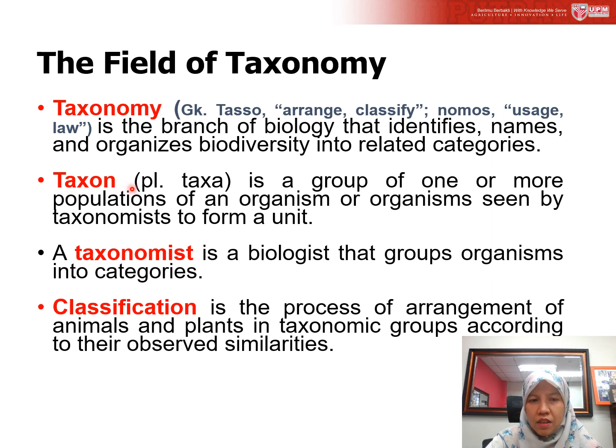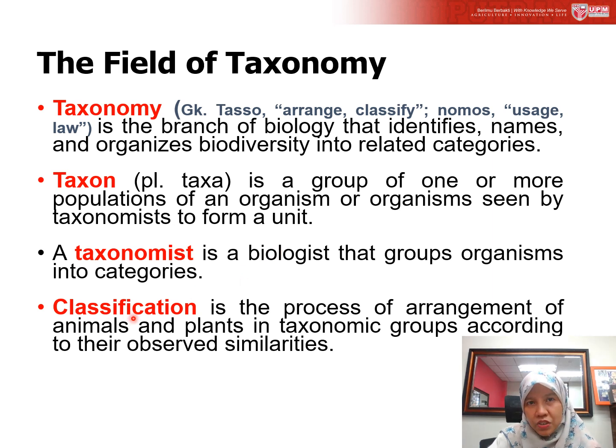Taxon, in plural we say taxa. It is a group of one or more populations of an organism or organisms seen by taxonomists to form a unit. So what is a taxonomist? A taxonomist is a biologist or scientist that groups organisms into categories. Taxonomists can organize species into classification by studying the morphological, behavioral, genetic, and also biochemical characteristics of organisms.